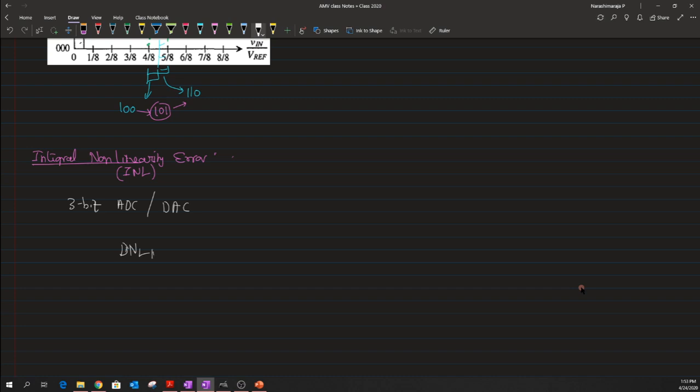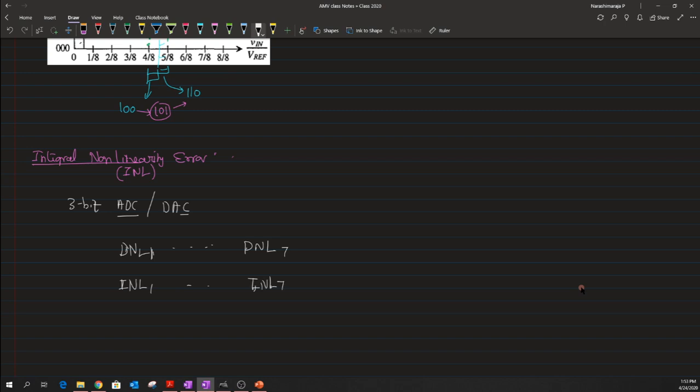So again this DNL of 1 is computed for both these cases. Either you are computing the value of DNL for an ADC or you are computing the value of DNL for a DAC, it is always computed with respect to number 1, and it goes all the way up to DNL of 7 for a 3-bit. And in a similar way, this INL will also be numbered from the value of 1 all the way to INL of 7.